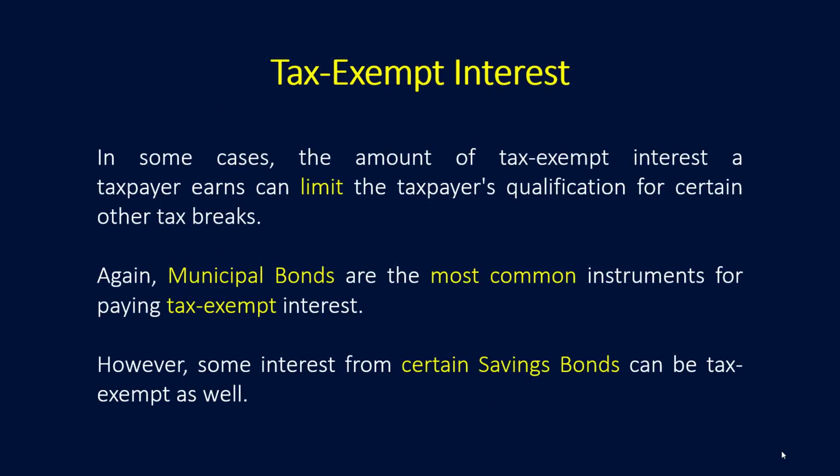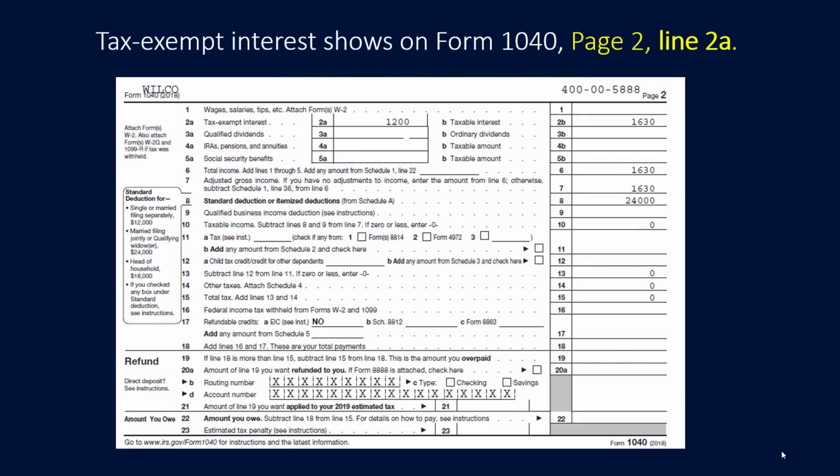In some cases, the amount of tax-exempt interest a taxpayer earns can limit the taxpayer's qualification for certain other tax breaks. And again, municipal bonds are the most common instruments for paying tax-exempt interest. However, some interest from certain savings bonds can be tax-exempt as well. So tax-exempt interest shows on the Form 1040, page 2, line 2A.